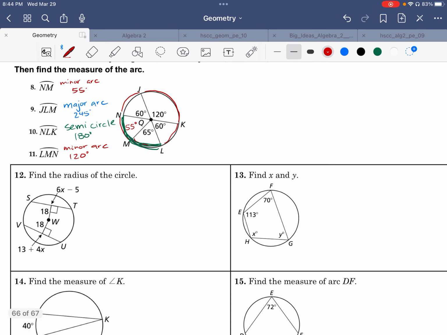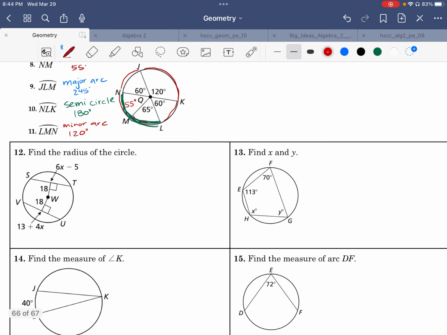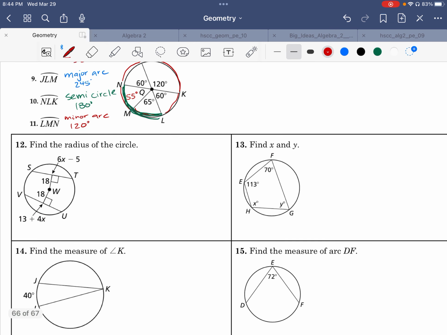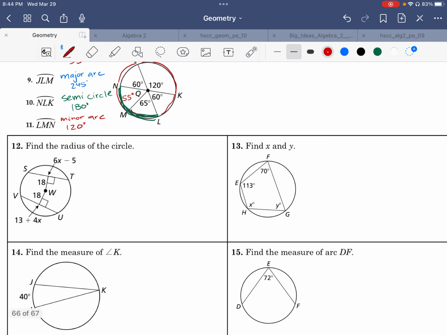Moving on to question number 12. Find the radius of the circle. Ooh, this guy's kind of tricky here. So what I notice in this problem is we have two chords. We have the chord ST and the chord VU. Now, since they're both 18 away from the center, that means they're equidistant to the center, they must be congruent to each other. So I'm going to start off this problem by saying that those two chords right there are equal.